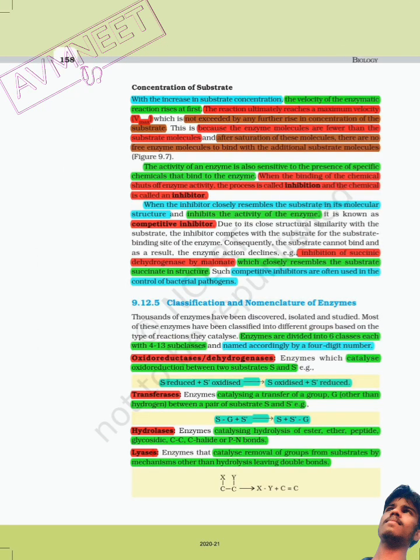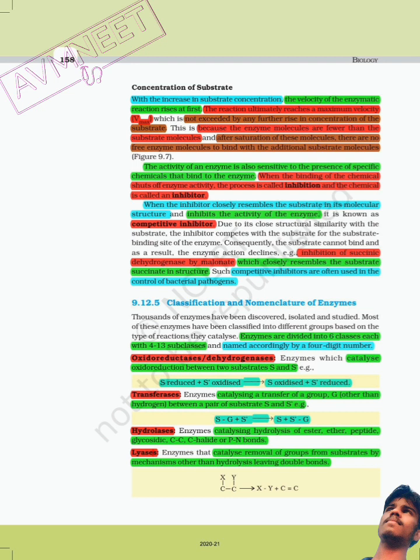Concentration of substrate. With the increase in substrate concentration, the velocity of the enzymatic reaction rises at first. The reaction ultimately reaches a maximum velocity which is not exceeded by any further rise in concentration of the substrate. This is because the enzyme molecules are fewer than the substrate molecules, and after saturation of the molecules, there are no free enzyme molecules to bind with the additional substrate molecules.